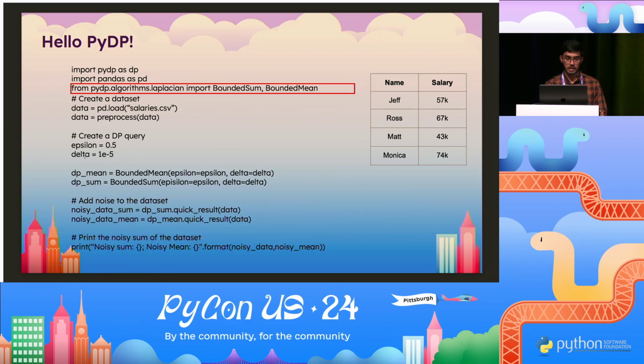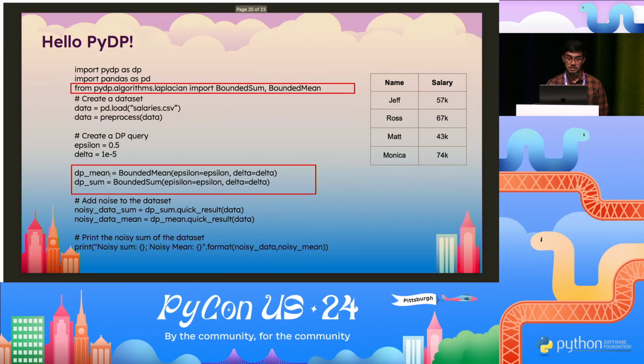In this particular part, I set up my parameters epsilon and delta. Delta is another parameter which I didn't touch upon in the definition, but we could consider delta as 0 as well. Epsilon is the privacy budget that I was talking about. And then I create instances of bounded mean and bounded sum. These two constructs take epsilon and delta, and then I add noise to the data set.